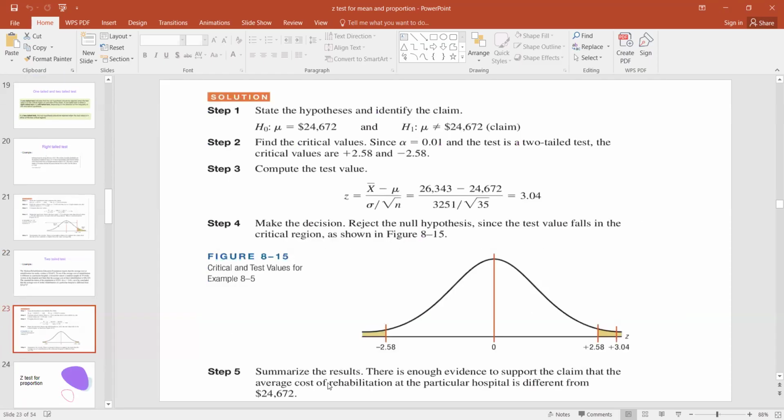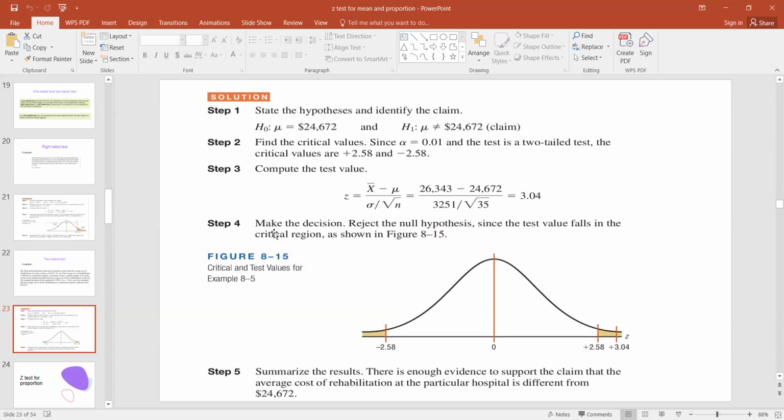Solution. State the hypotheses and identify the claim. Null hypothesis: mu is equal to $24,672, and alternative hypothesis: mu is not equal to $24,672, which is the claim. Step 2, find the critical value. Since alpha is 0.01 and the test is a two-tailed test, the critical values are positive 2.58 and minus 2.58. In step 3, compute the test result. Z is equal to 3.04.